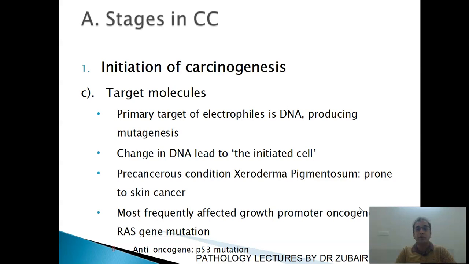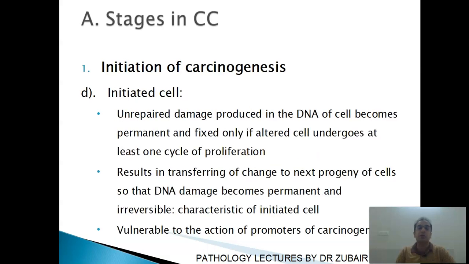What are the target molecules? The primary target of electrophiles is the DNA, which produces the mutagenesis. This leads to changes in the DNA, to the initiated cell. Precancerous conditions like xeroderma pigmentosum are prone to skin cancer. That is an example of an initiated stage. Most frequently affected proto-oncogene is the RAS gene mutation. Remember, the anti-oncogene is P53 mutation.